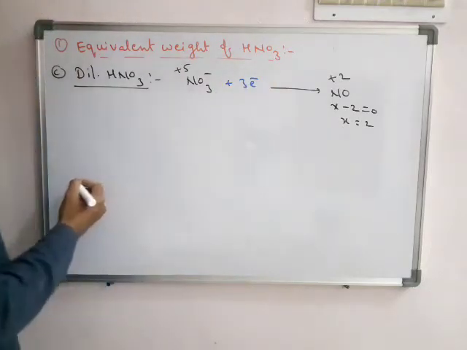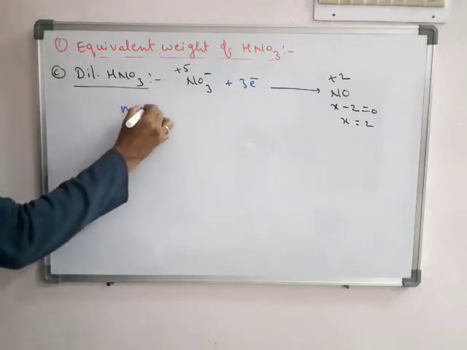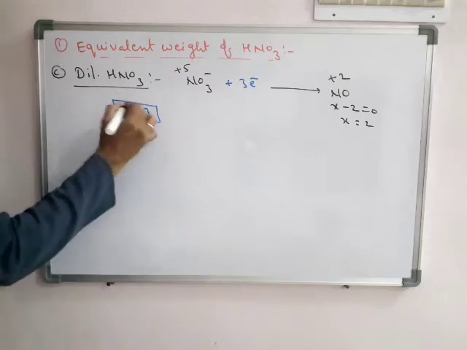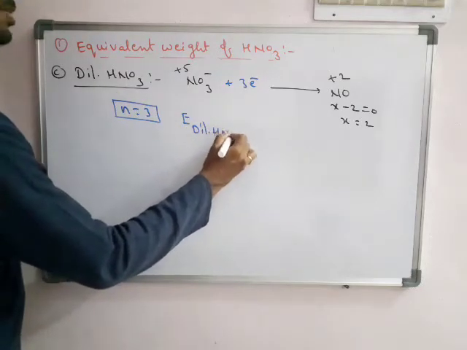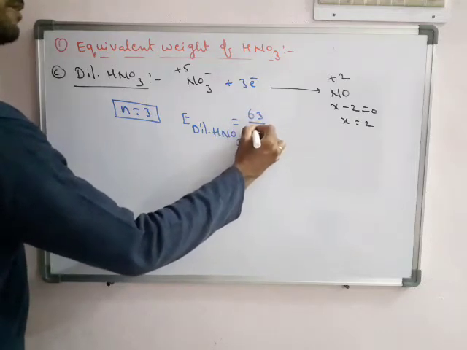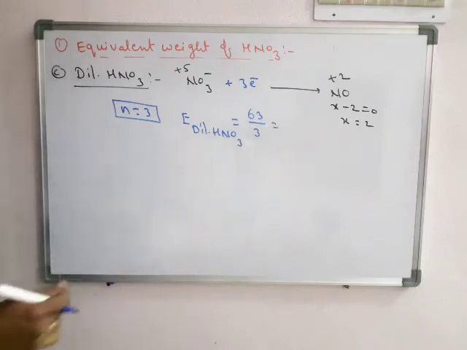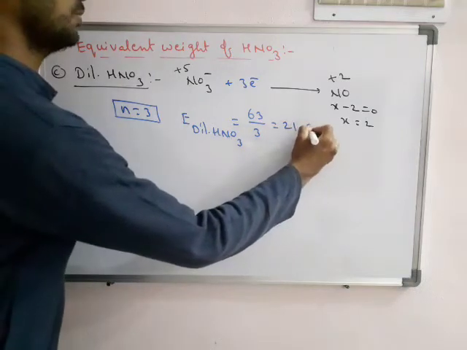Therefore n factor is equal to 3. So the equivalent weight of dilute HNO3 is molecular weight by 3. Why by 3? Because the number of electrons gained is 3. So it is 21 grams.